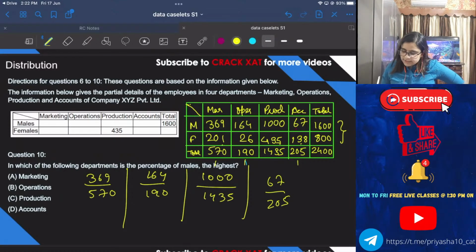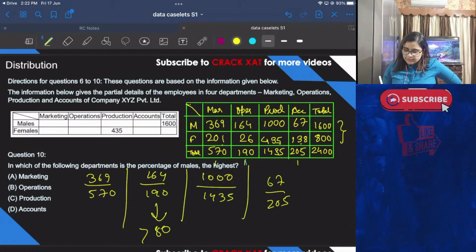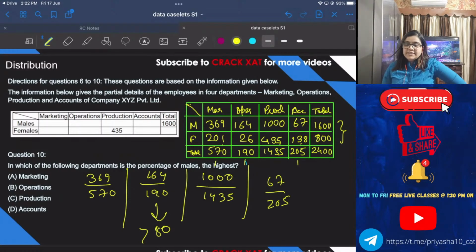Of course, 164 is the closest to 190 compared to any other number here, so that will be a sure shot more than 80%. Okay, 86% you got. Very good, Anu, very good. So the answer for this question is option B.